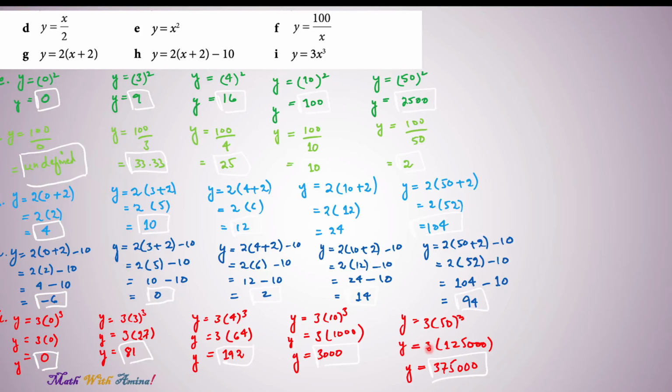Y is equal to 3 multiplied by 50 cube, so 50 cube is equal to 1,25,000. 3 multiplied by 1,25,000, we get 3,75,000. So when x is equal to 50, y is equal to 3,75,000.